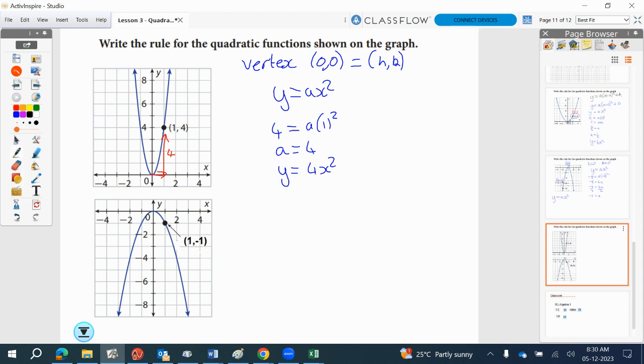Let's try that technique here. We can see that this one is 1 across, 1 down. So what's the value of a? Negative 1. This is y equals minus x squared.